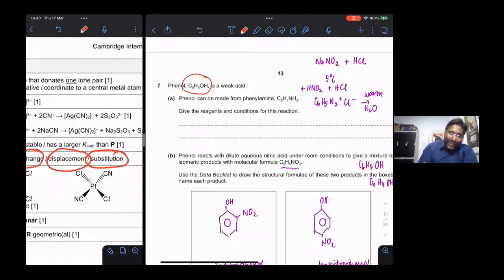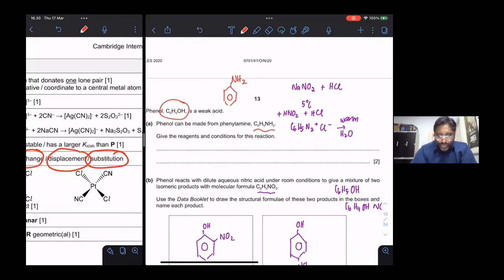So if you have phenylamine, this is benzene with NH2, and you are going to make phenol. If you want to make phenol, do remember, if you have phenylamine, you need to change it into benzene diazonium salt first. So what you need to do is make sure you have NaNO2 and HCl.